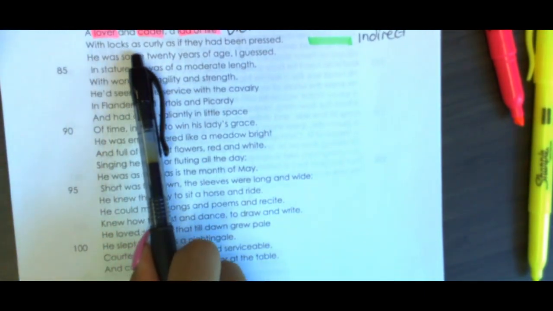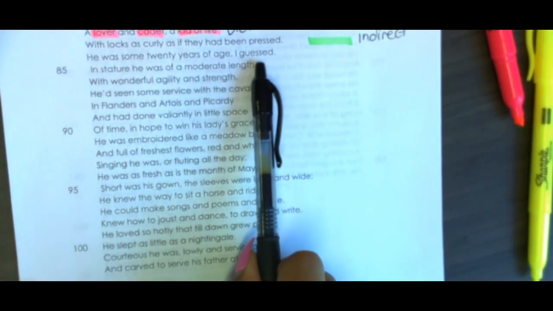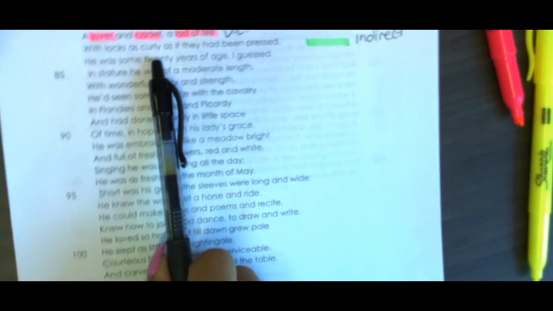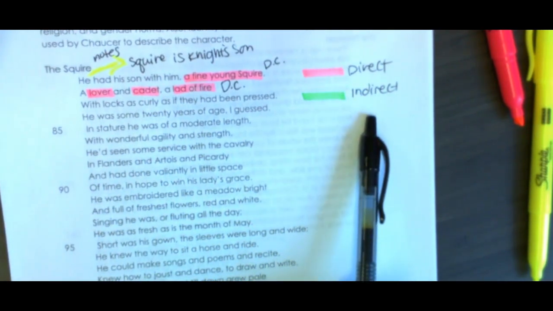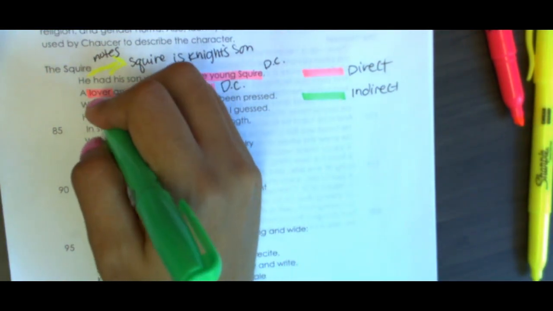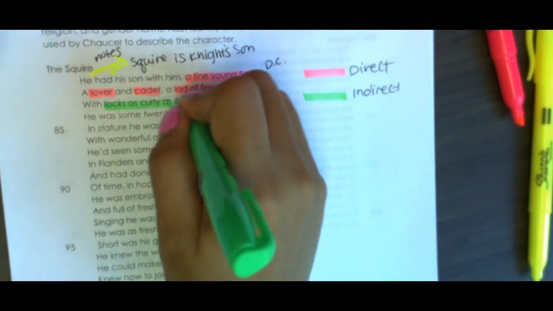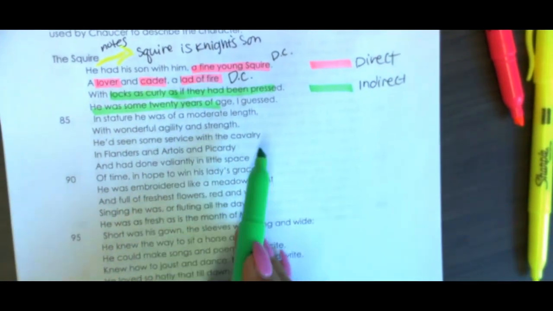"With locks as curly as if they had been pressed. He was some 20 years of age, I guessed." They're describing what he looks like. Is describing what he looks like indirect or direct? Yes. Locks as curly as if they had been pressed. He was some 20 years of age. Let's keep going because I think there's more.